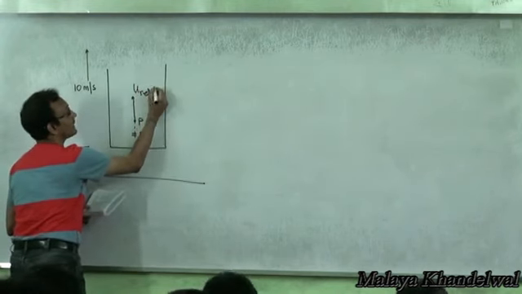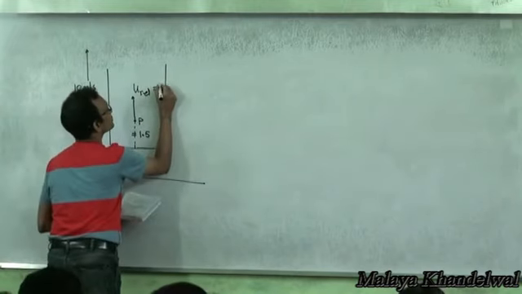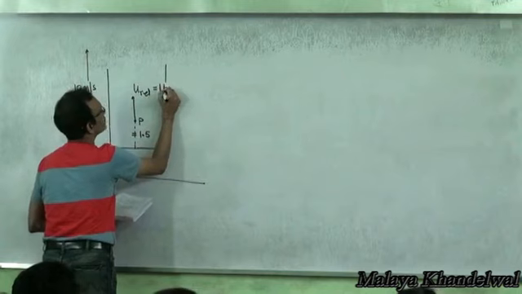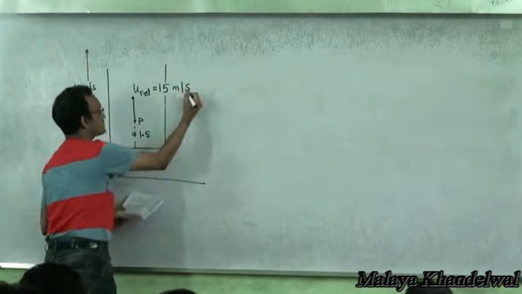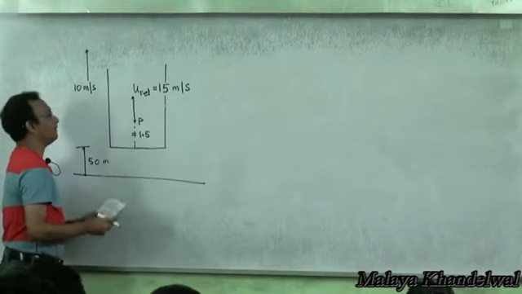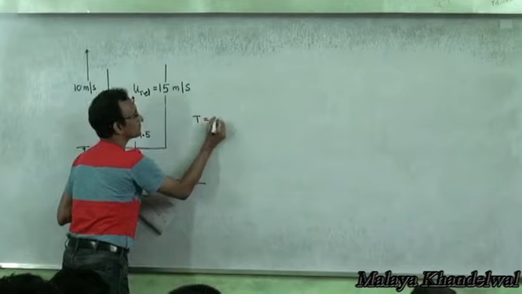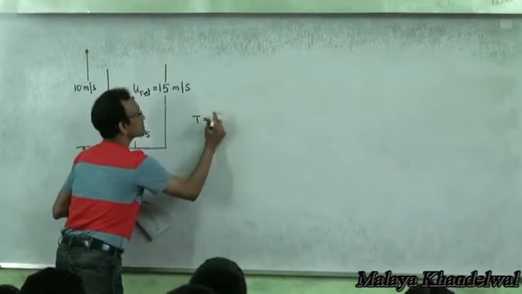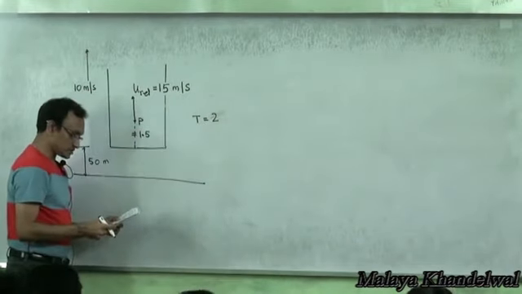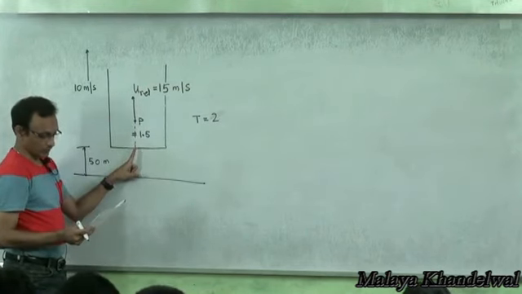The bullet strikes the floor of the elevator in 2 seconds, and the initial velocity of the bullet, u rel, that means relative to the elevator, is given to be 15 meters per second with respect to the elevator. And in 2 seconds, the problem says that the bullet strikes the floor of the elevator.